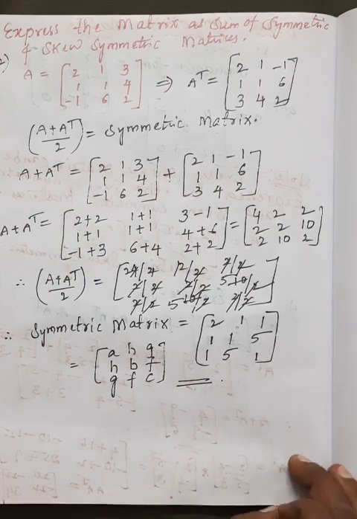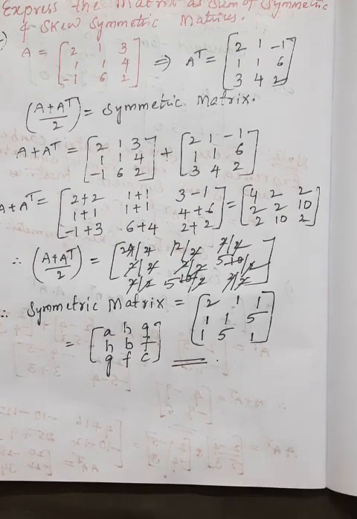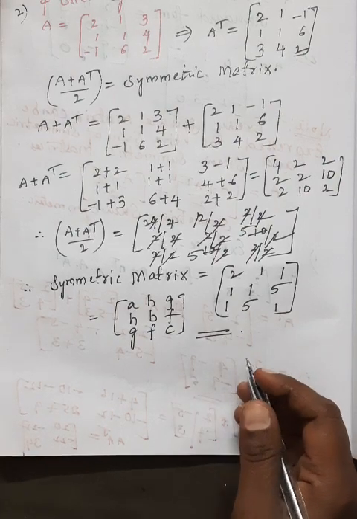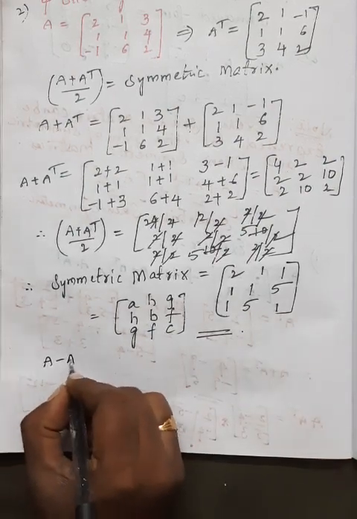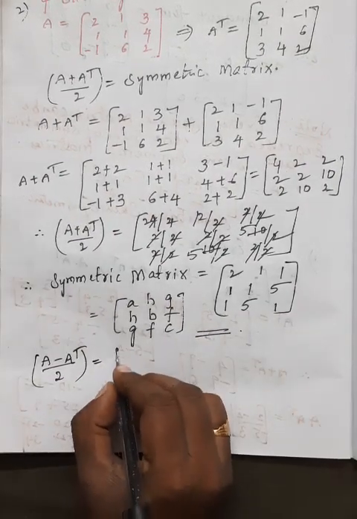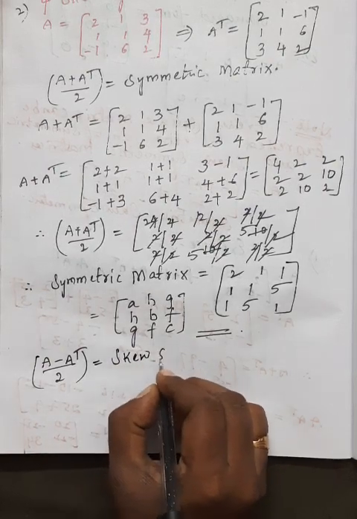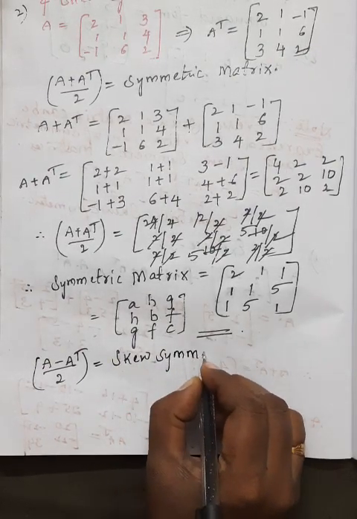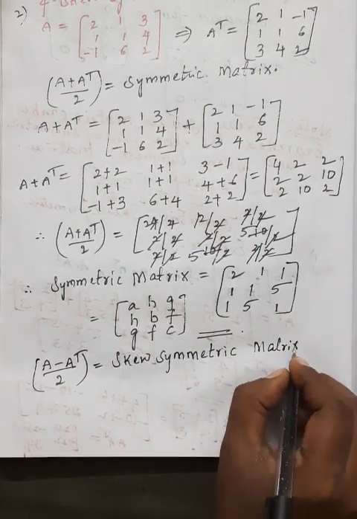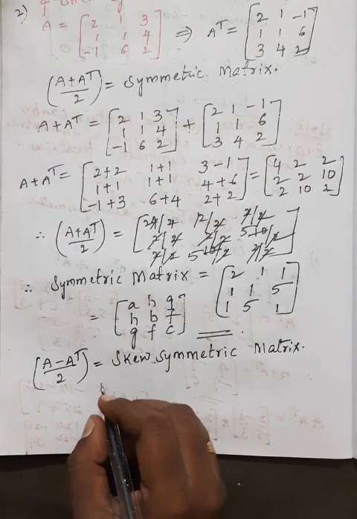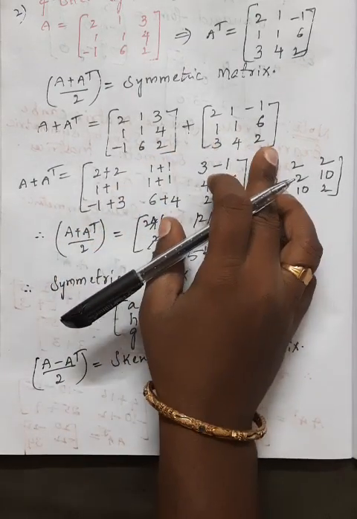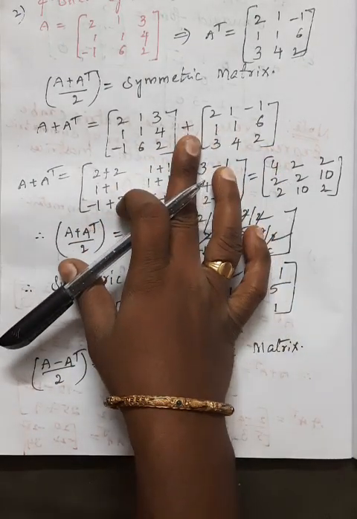Now we should convert the given matrix to a skew symmetric matrix. That is, A minus A transpose by 2 is equal to the skew symmetric matrix. Here we already have A and A transpose. Simply we should write these two matrices, and in between them we put a minus symbol.